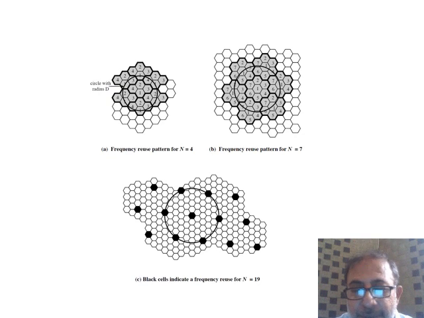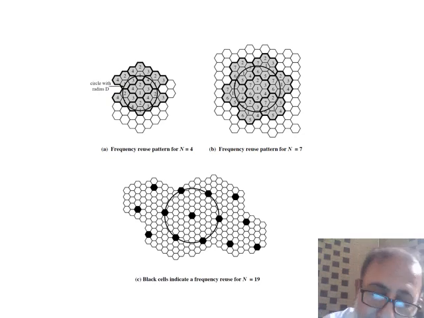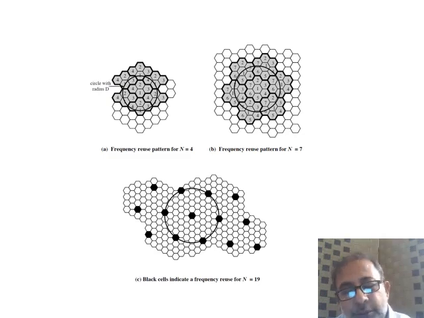In part C, you can see a frequency reuse factor of 19. In this case, you can see that you don't have the same frequency in the next 4 neighborhoods. In the 5th neighborhood, you get the same frequency, which is shown by the darkened cells.